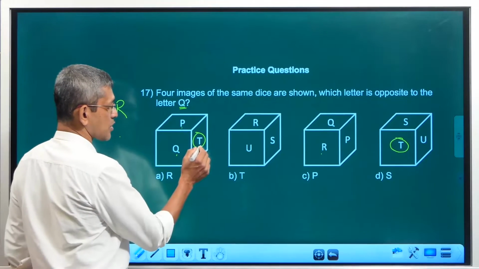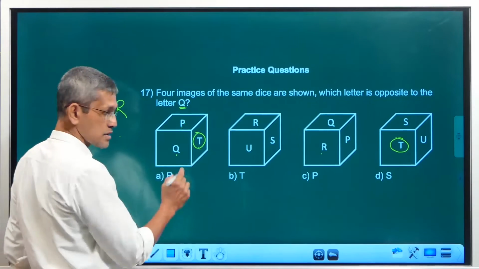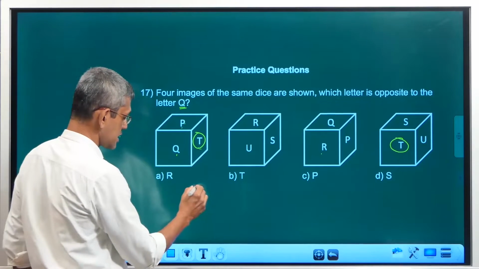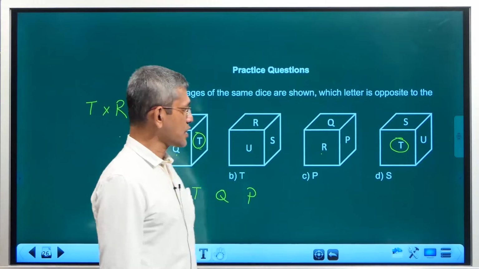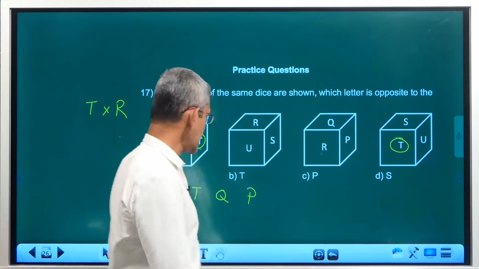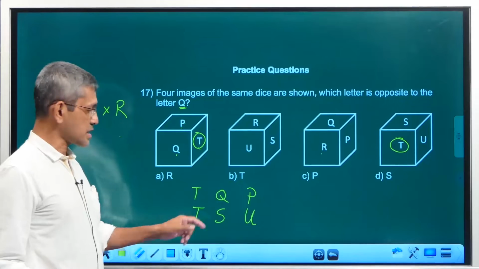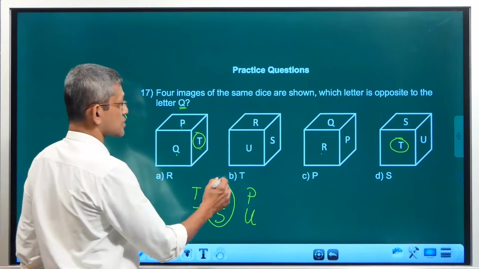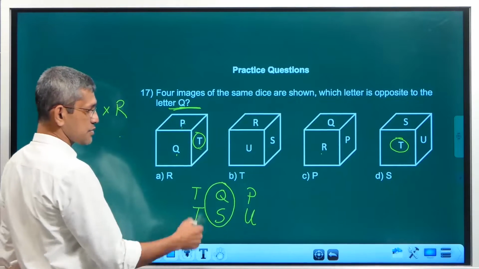Starting from the common letter T, clockwise: T, Q, P. Second one: T, S, U. Now it's pretty simple. You get the answer right here. Q is opposite to what? S. So that is the question: which is opposite to Q? That is S.